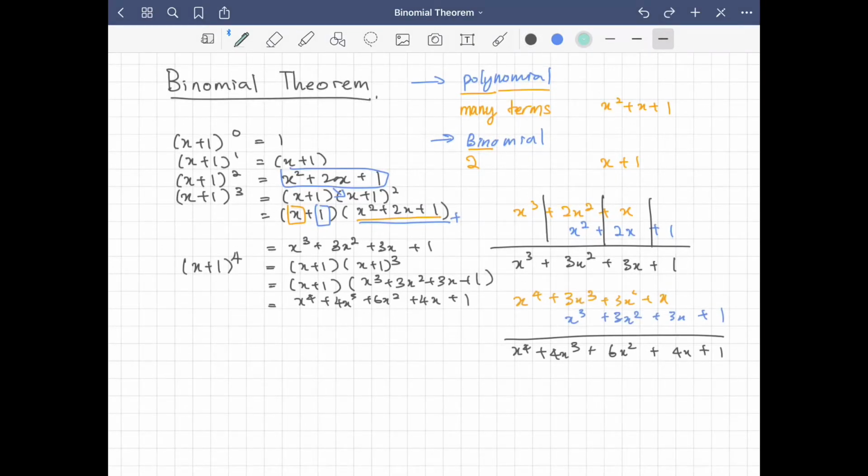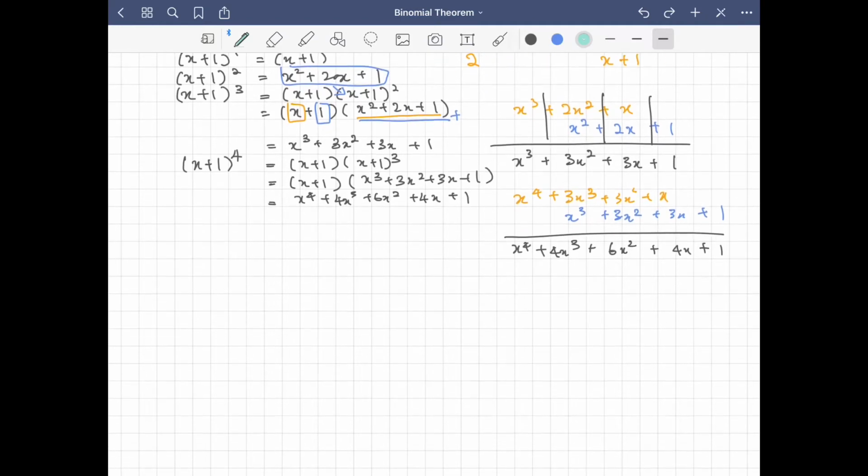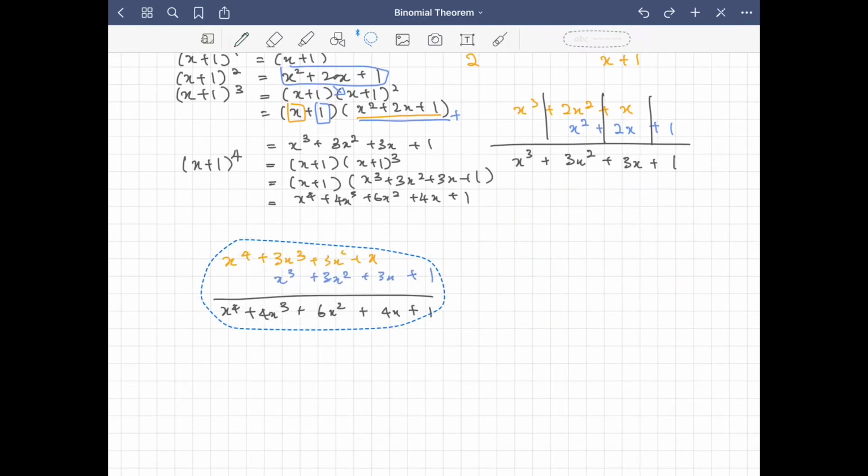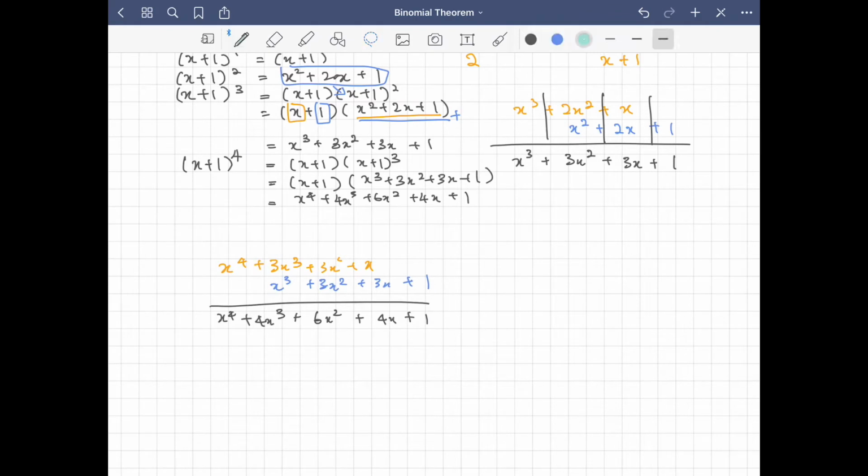Actually, here is an interesting fact that makes the binomial theorem work. We know that the blue terms are the terms for x plus 1 to the power of 3. And here is x plus 1 to the power of 4. We can find out that the 4 here is the sum of the first coefficient and the second coefficient. And the 6 here is the sum of the second coefficient and the third coefficient. Same as the 4. And the first and the last are always 1.